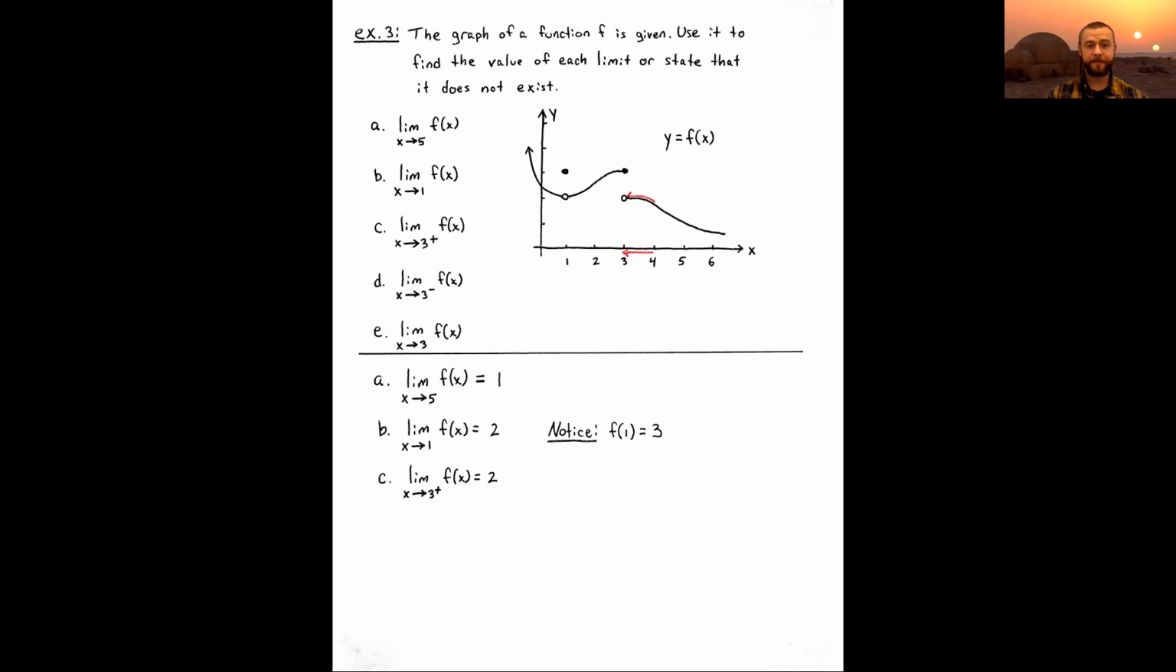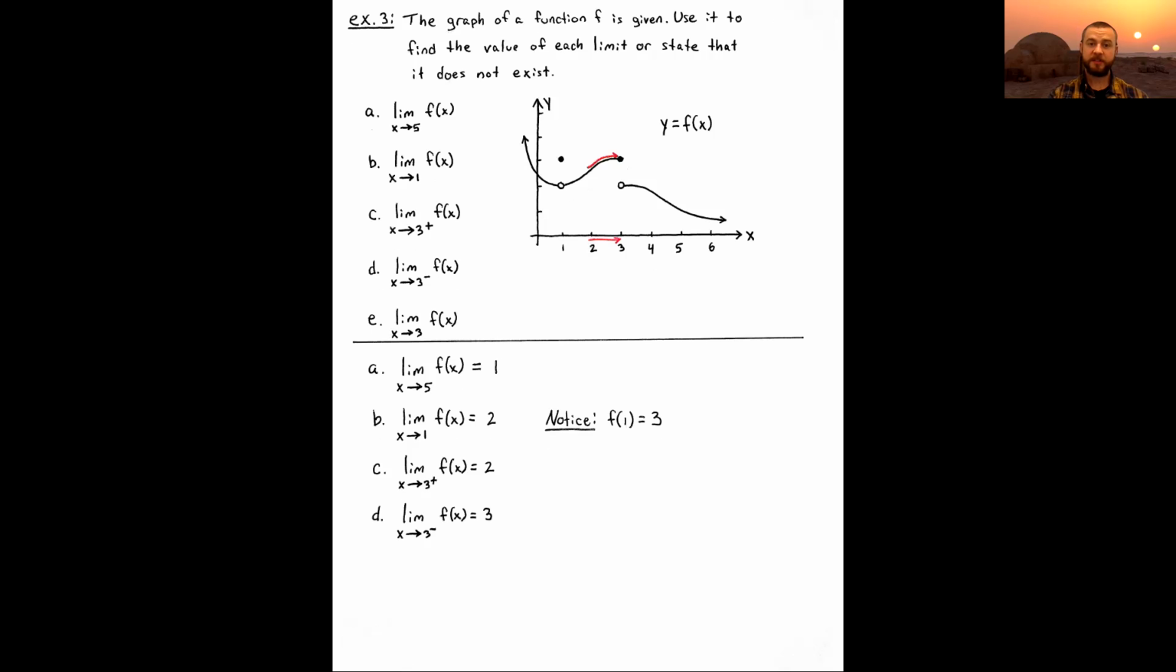Let's move on to part C. Part C is now a one-sided limit. We're approaching 3 from the right. And as we, again, kind of imagine plugging in, moving through values of x bigger than 3, that's approaching 3 from the right, we follow along the graph, and it looks like, again, the function values here approach 2. So graphically, we would say the limit here is 2 as x approaches 3 from the right.